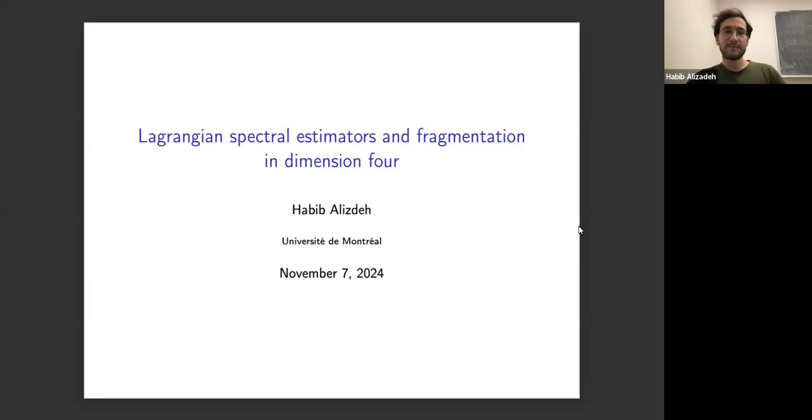As was said, I'll be talking about Lagrangian spectral estimators and this fragmentation phenomenon that was already known only in dimension 2. And now we'll see how one can do fragmentation in dimension 4 using pseudo-holomorphic techniques.